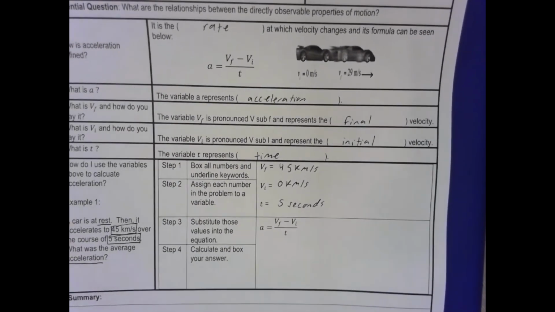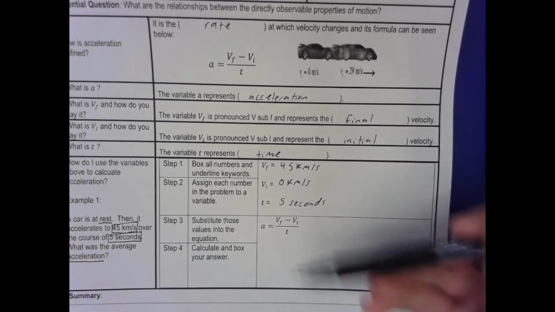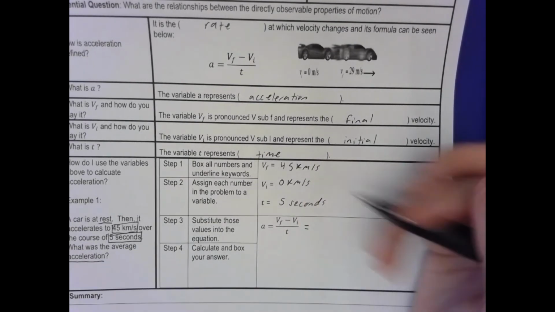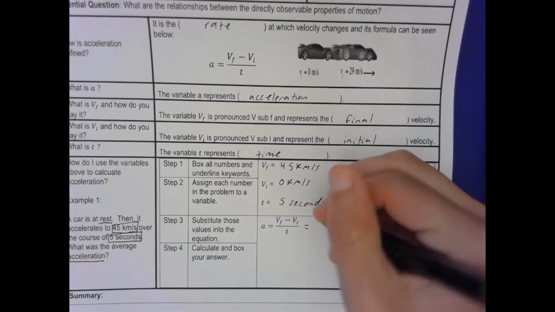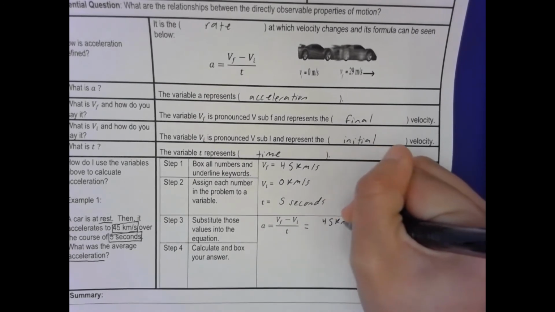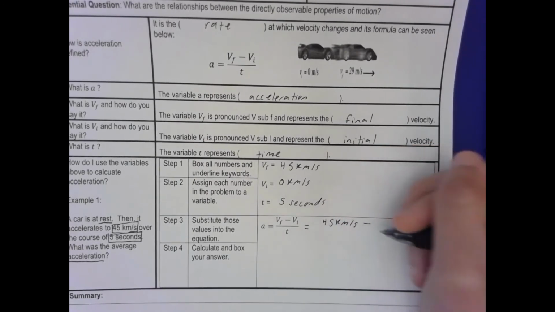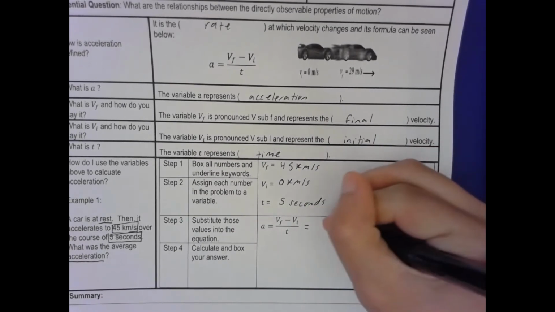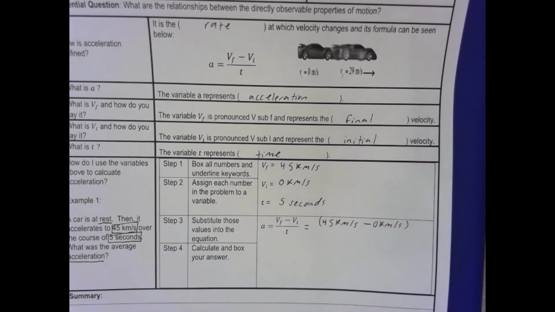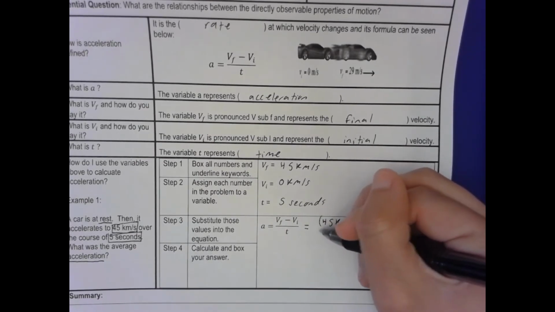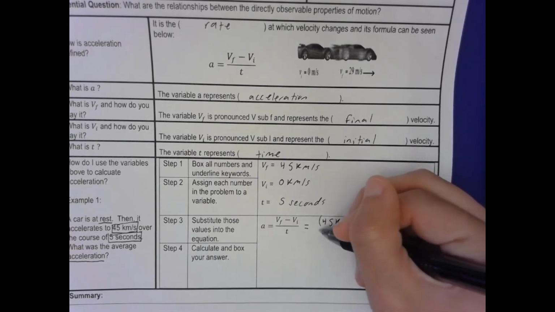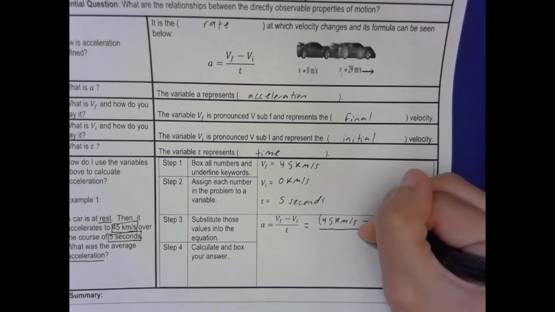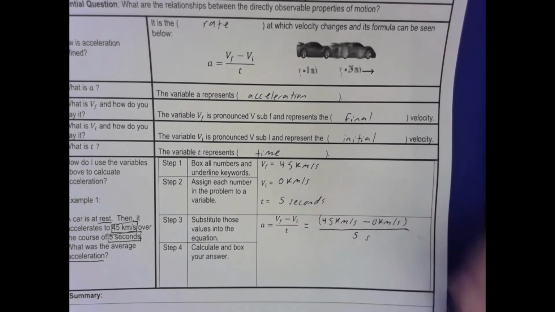Now whenever it comes time to do the problem, step number 3, substitute those values into the equation. I'm just going to put another equal sign. v sub f is 45 kilometers per second. Then we have a minus sign. v sub i is 0 kilometers per second. Whenever I do this on a calculator, I'm going to put that in parentheses. You'll have the Desmos calculator provided in your links for this assignment. Then we're going to divide that by our time, which was 5 seconds. I'm just going to write a little s for seconds.